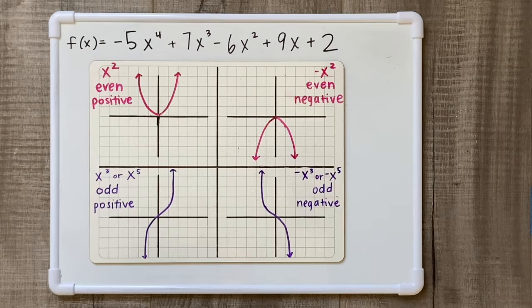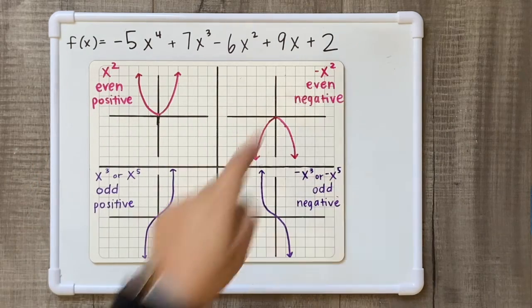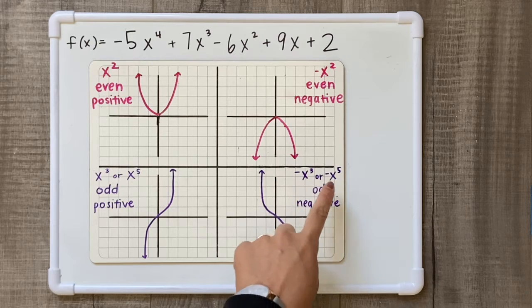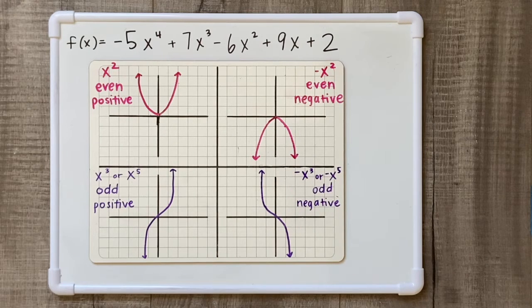So if you take a look at this chart right here, it'd be really helpful to memorize these 4 types of graphs. So I have it broken down like this. On the top, anytime you have an x squared, x to the 4th, or negative x squared or negative x to the 4th, as long as you have an even exponent, you're going to have these 2 options for your end behavior. And then if you have an odd exponent like x cubed or x to the 5th, or negative x cubed or negative x to the 5th, you're going to have these 2 options for your end behavior.